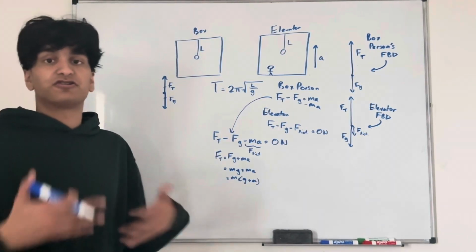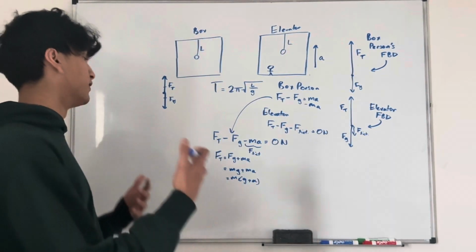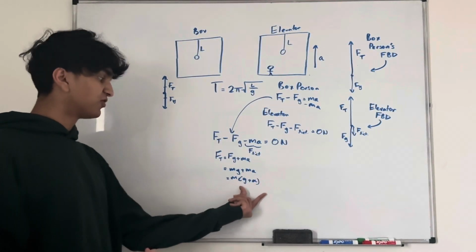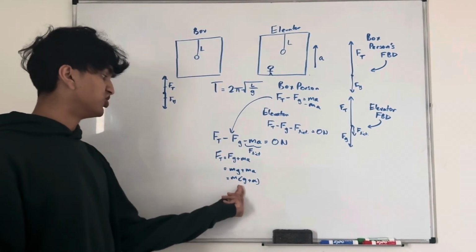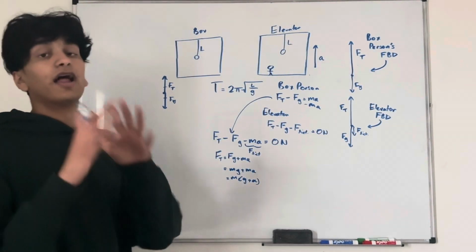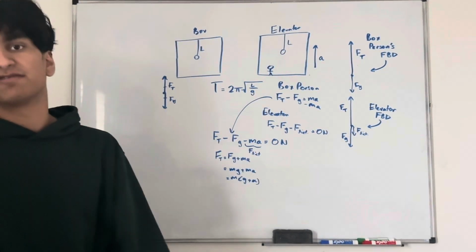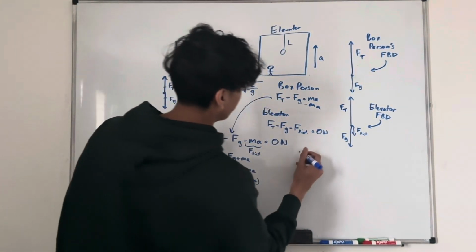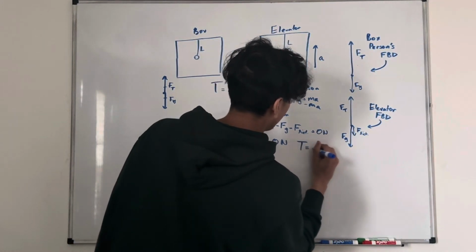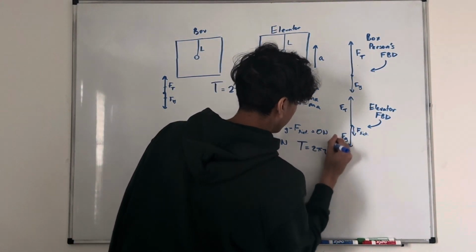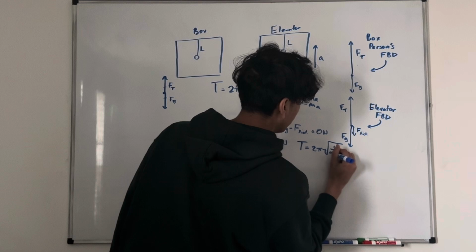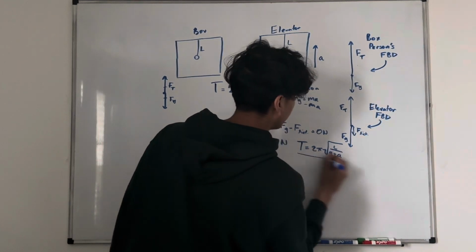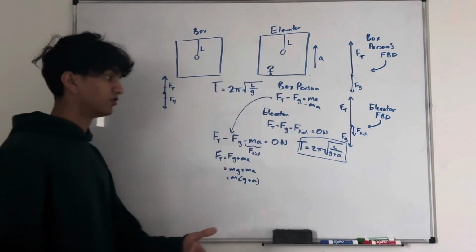You feel heavier, your apparent weight is larger. So the gravitational field strength is a little bit more than g, it's going to be g plus a. Like the apparent gravitational field strength. Hence, in an elevator, the period becomes 2 pi square root of L over g plus a. So it's going to be a little bit larger.